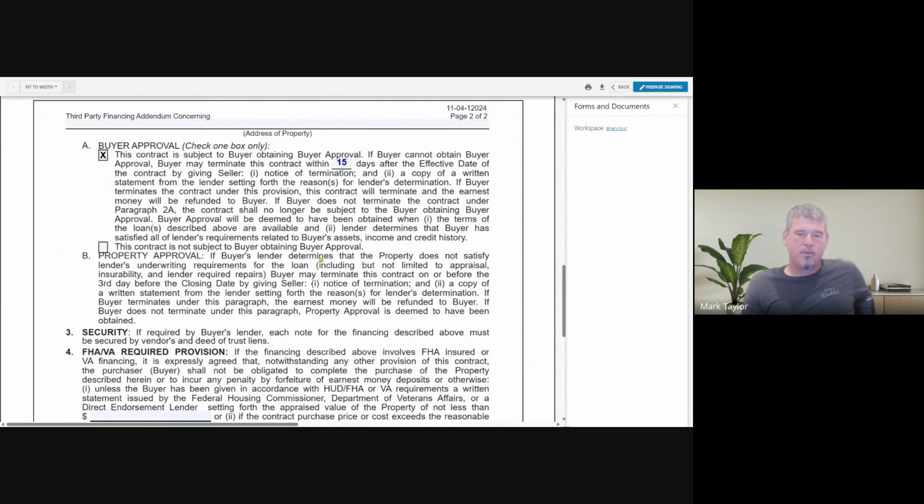You see there's no amount of days in here. So that means if the appraisal comes in the day before closing and it's low, you can terminate for that reason. If the day before closing the appraisal comes in and says that different repairs need to be done, you can back out. Basically, the days are solely regarding getting the buyer approved. They're not regarding the appraisal.